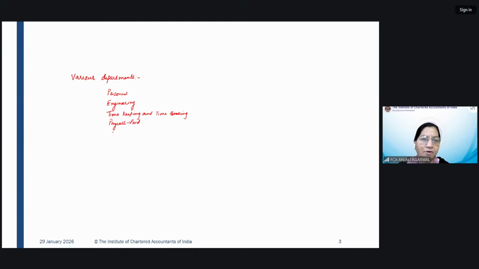And last was your cost accounting or accounting department, which will ensure the right allocation of employee costs to the various jobs and departments, deduct the statutory dues from whatever the payment is due, and get it deposited to the statutory authorities. Then we talked about some practical concepts. One that we started was labor turnover. That means how the employees are leaving the organization.